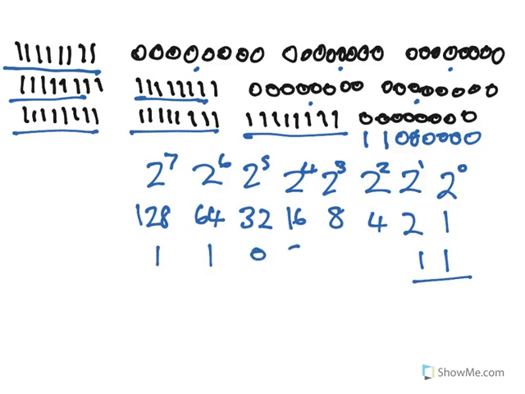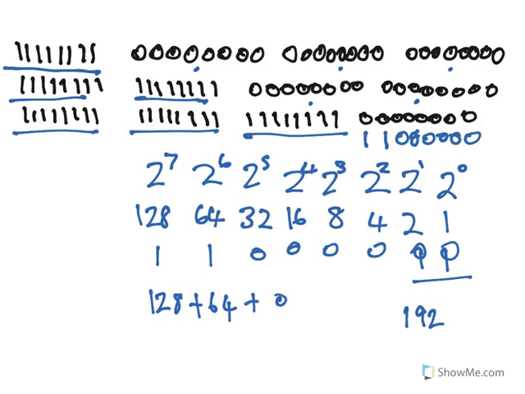1, 1, 0, 0, 0, 0, 0, 0. Right, and that becomes 192. How do I get that? 128 plus 64. All right, and obviously plus 0 for the rest of them. Okay, so we end up with 192, and our subnet mask becomes 255.255.255.192. All right, but what happens when we're looking at class B?